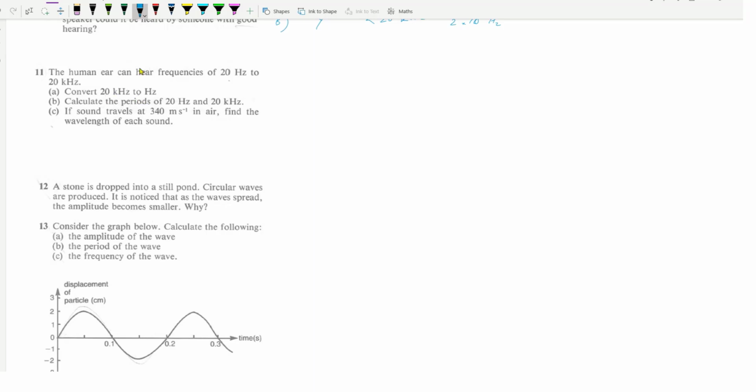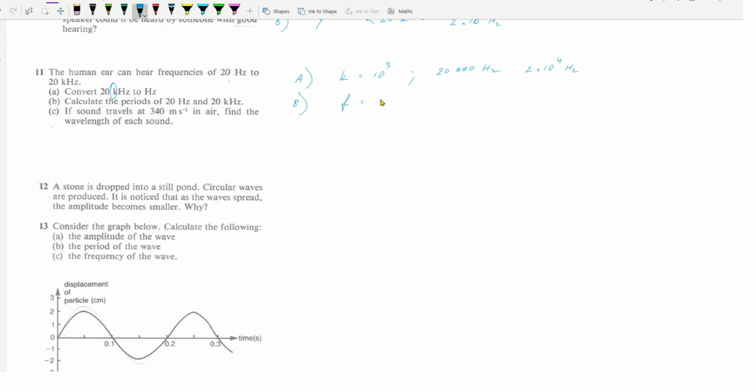Convert 20 kilohertz to hertz. Okay, so really what is the K standing for? K is equal to 10 to the power of 3 or 1000, so therefore the answer is 20,000 hertz, or you could write it as 2 times 10 to the power 4 hertz. Calculate the periods of 20 hertz and 20 kilohertz.